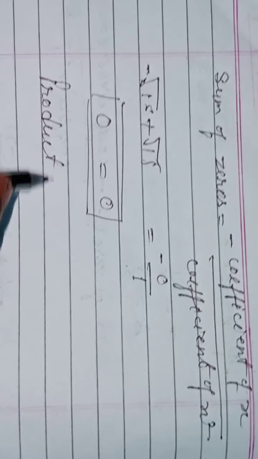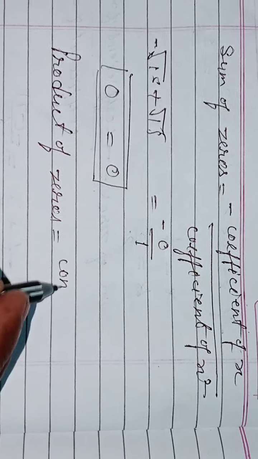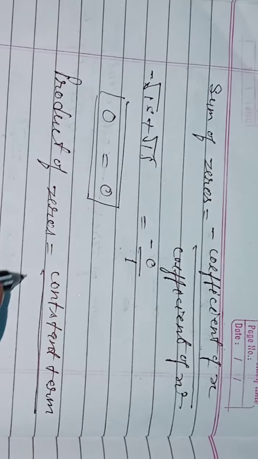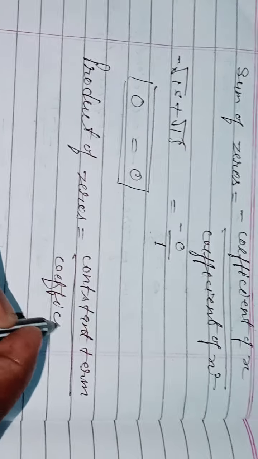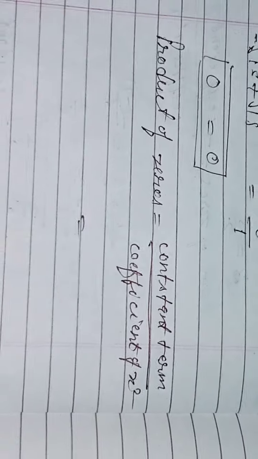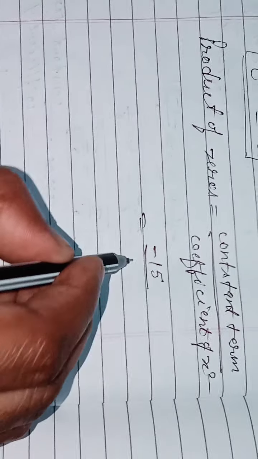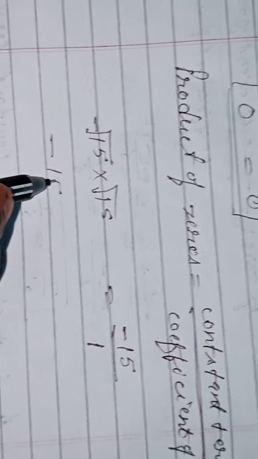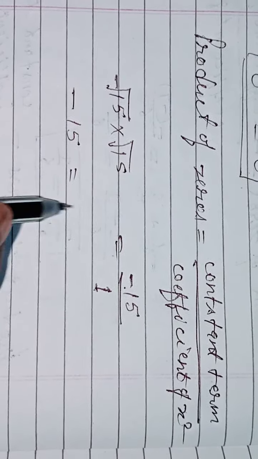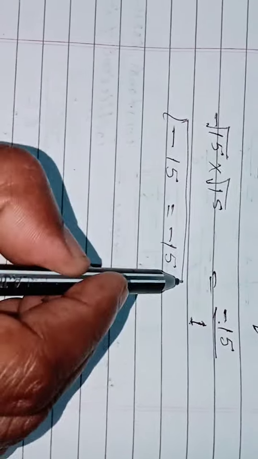Product of zeros is equal to constant term by coefficient of x square. Constant term is minus 15, so minus 15 by 1, and product of zeros minus 15 is equal to minus 15 upon 1. The denominator is 1, so this 1 is not necessary to write. So verified.